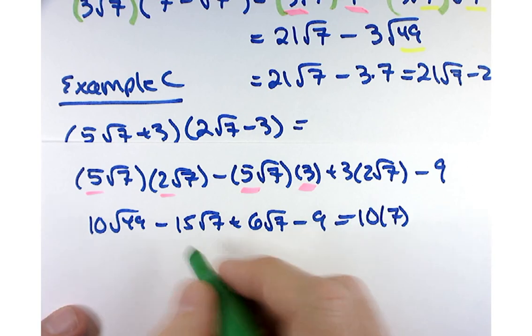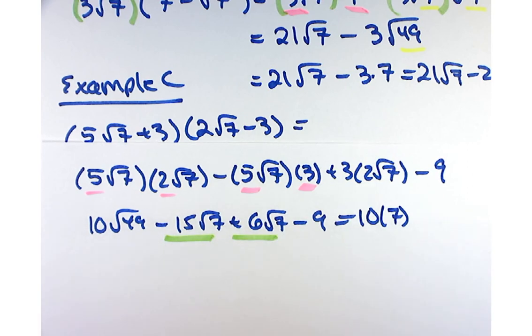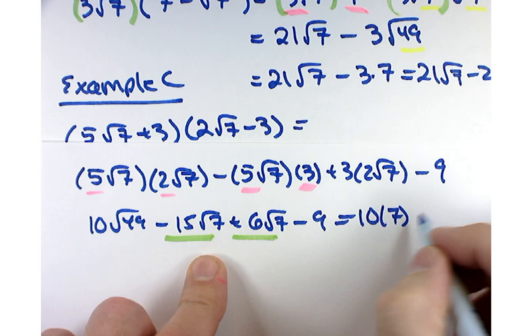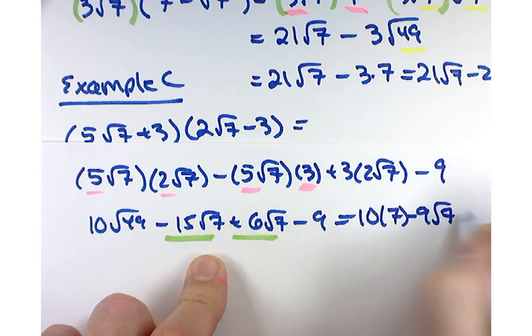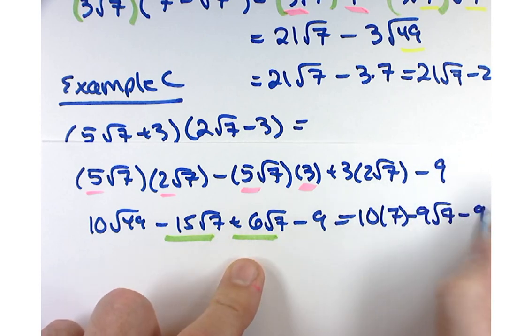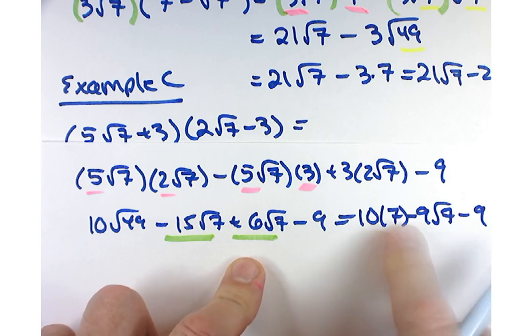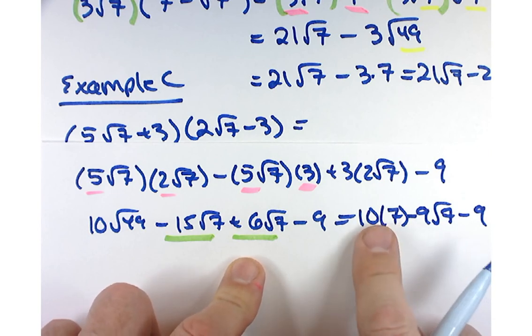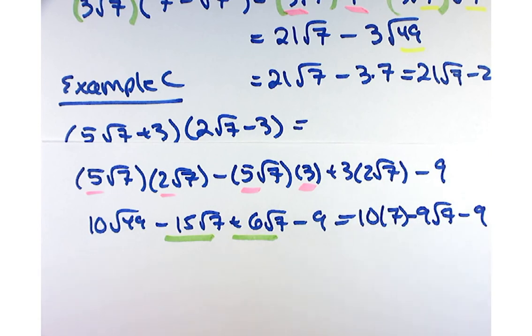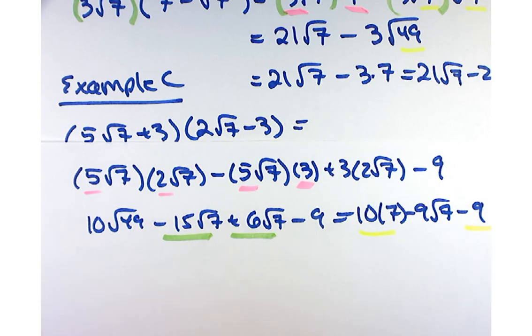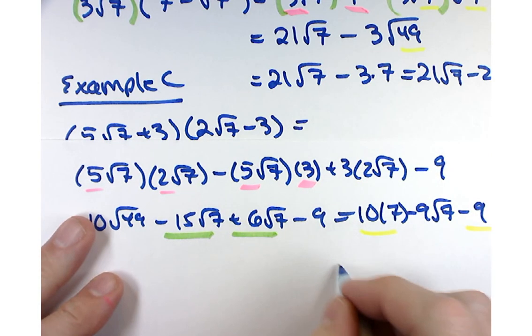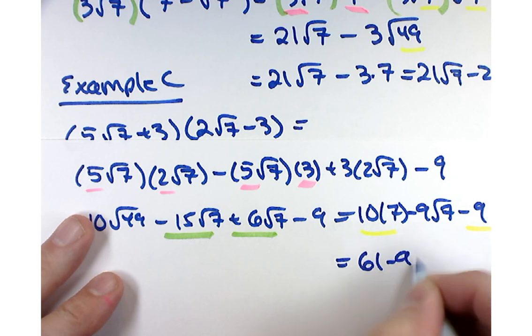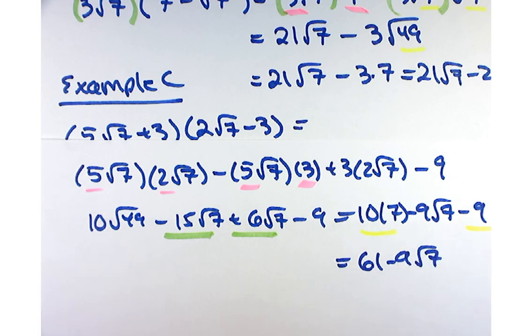We've got like terms here and here. What do I get when I combine minus 15 square roots of 7 and 6 square roots of 7? Negative 9 square roots of 7, minus 9. 10 times 7 is 70. What's 70 minus 9? 61. So should end up with 61 minus 9 square roots of 7, and that's it.